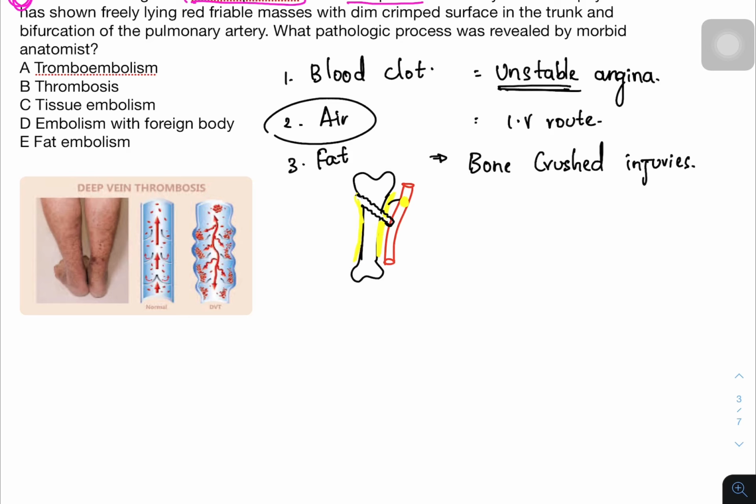When there are bone fractures, of course the fat will enter into the blood vessels. By rupturing the blood vessels, the fat will enter into the blood vessels and cause fat embolism. So keep in mind, regarding the IV route, if you see it in the question, put it as air embolism, and if you see bone crush injuries, you put it as fat embolism. Now let us enter into the topic.